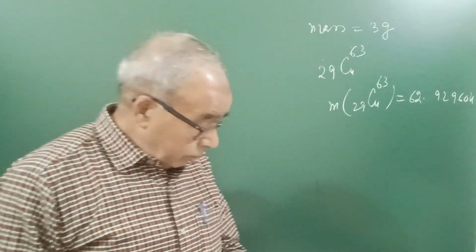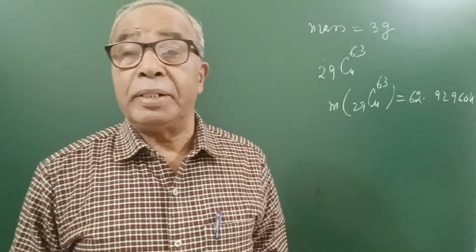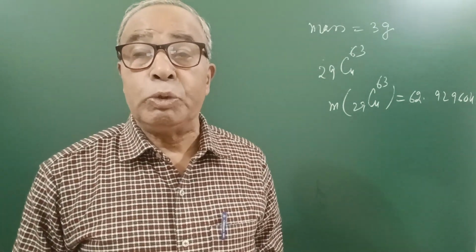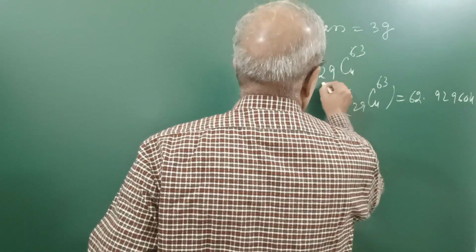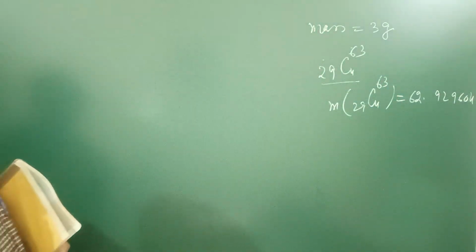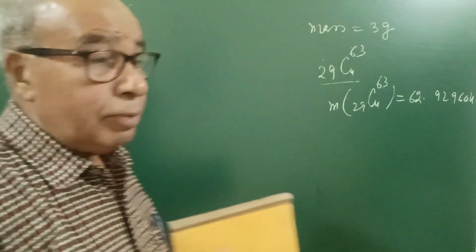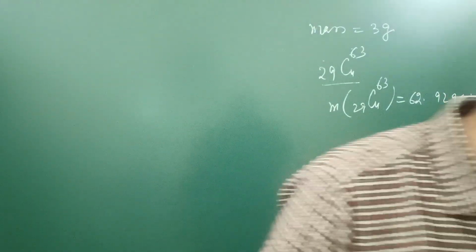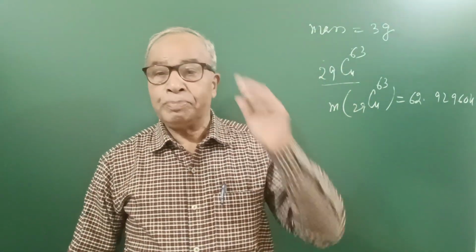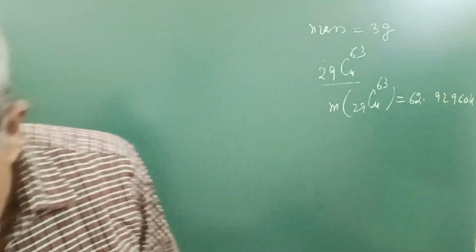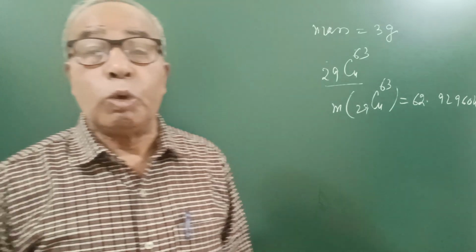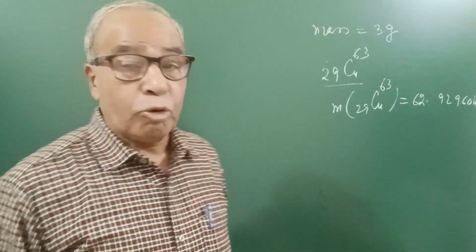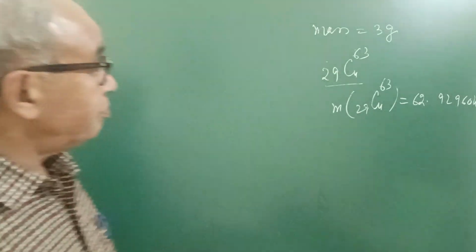So, what is the question? Calculate the energy required to separate the protons and neutrons present in the mass of 3 gram of copper 63. I have explained what binding energy is. The energy obtained from the mass defect is released when neutrons and protons form the nucleus. Conversely, the energy required to break a nucleus and keep all nucleons separately at rest from each other is the binding energy.